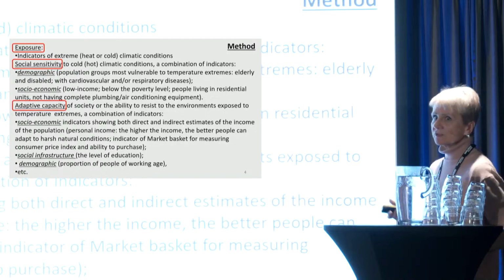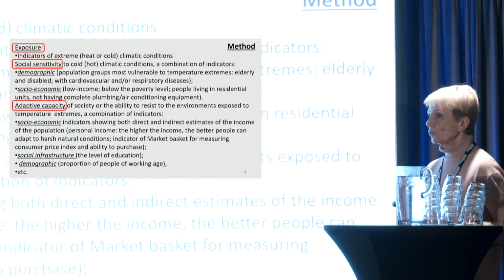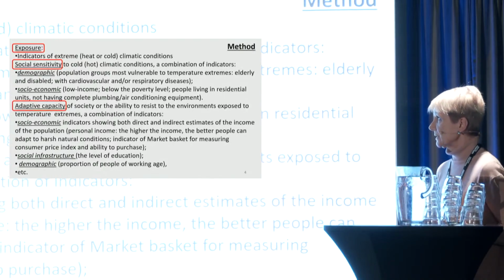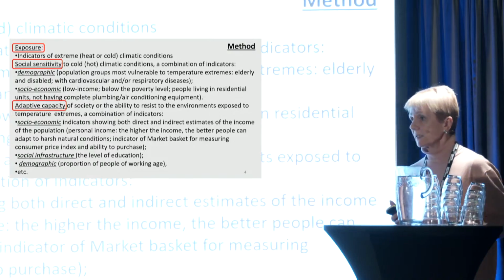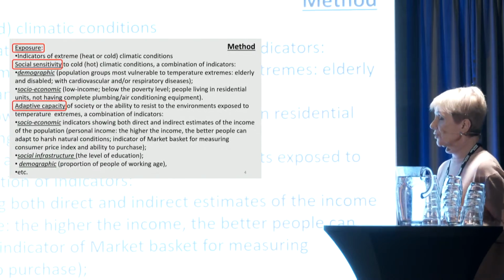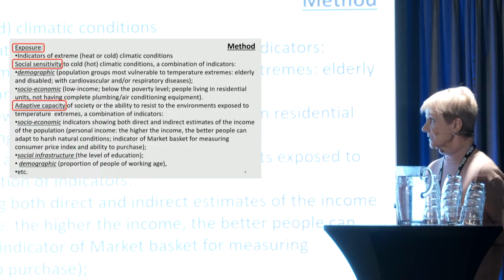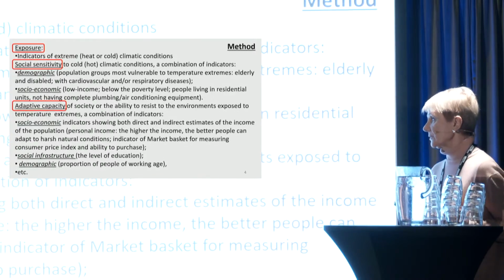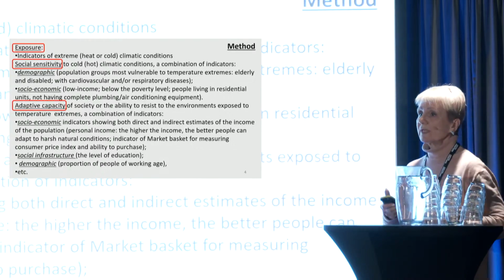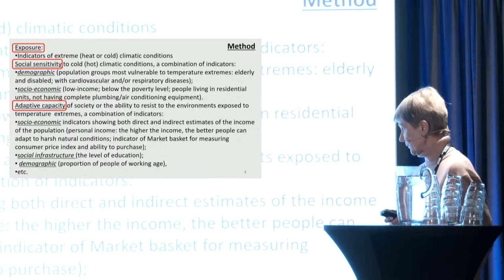This is the general methodology of how to look at vulnerability. We have exposure, which are indicators of extreme heat or cold climatic conditions. We look at social sensitivity, which is different demographic, social, and economic indices that show how sensitive society is. And we look at adaptive capacity, other social, economic, infrastructure, and demographic indicators that show how society can resist and overcome those environmental conditions that are challenging the society.